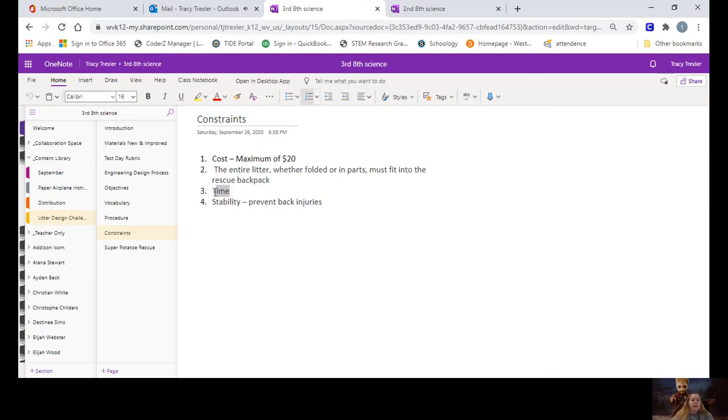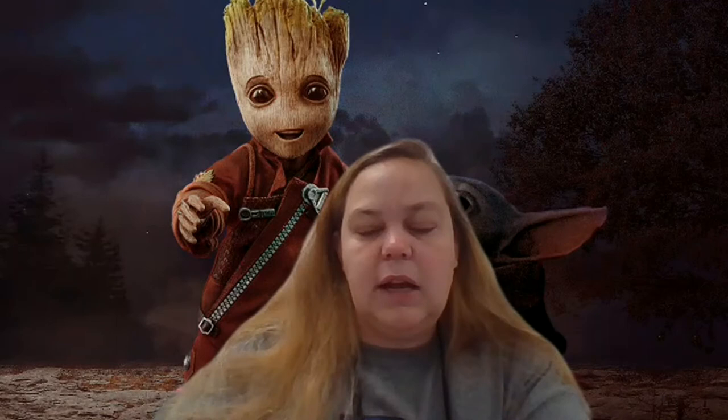Time is going to be really important. How long it takes you to build your rescue litter will be important once you get to the victim. And stability is another really important goal that we have here so that we can tell how stable the back is going to be. It's going to be very important if your victim has received an injury that we make sure that we don't bend or further cause injury to their back. So that's going to be really important for us as well.